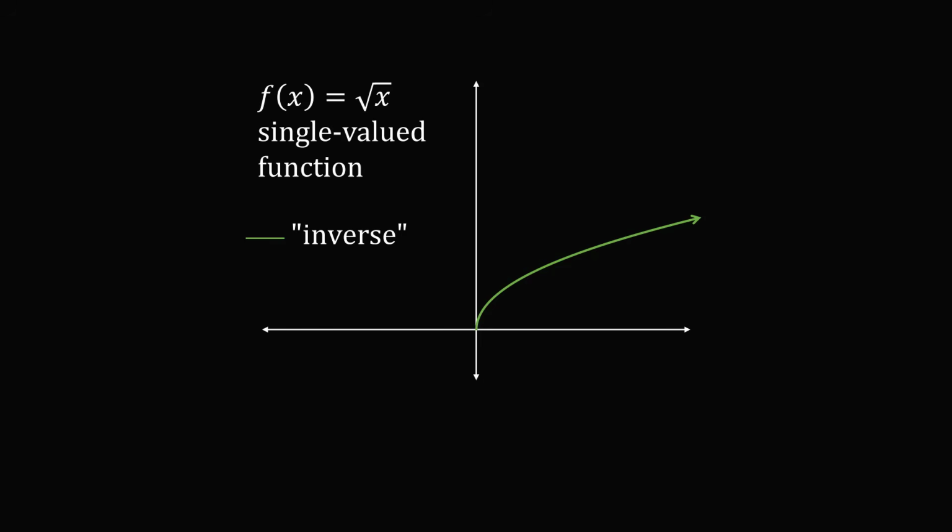If we say f of x is equal to the principal square root of x, we have a single valued function. So the principal square root will be where the result is non-negative. It's greater than or equal to 0. So the square root of 81 only has one value, which is positive 9.